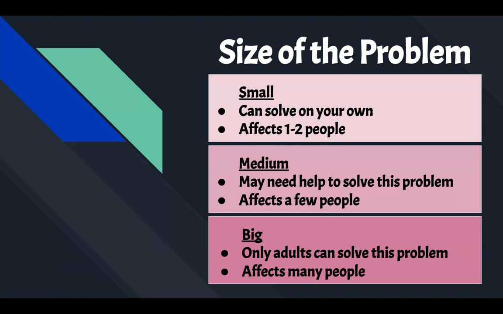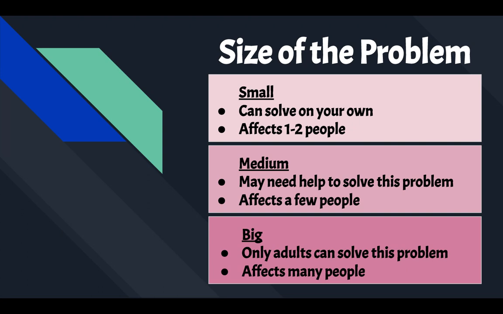So that is still a small problem, okay? I will have a really big emotion to that, and that's okay. The problem is still small, even if I have a big emotion. That is a really hard concept for a lot of students to understand, that even if I feel very strongly about it, we still have to make sure that we're looking at the size of the problem. How many people is it affecting, and can you solve it on your own?